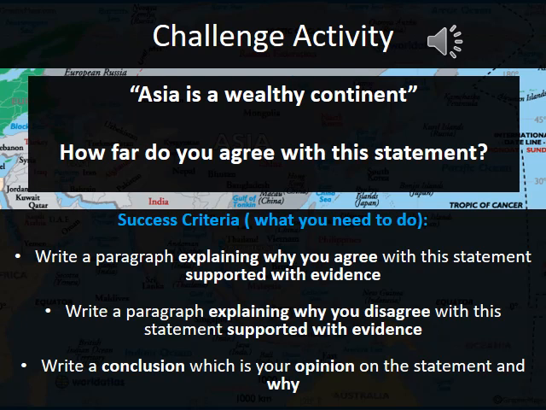So not just putting I agree with this statement. You've got to put I agree that Asia is a wealthy continent because in financial terms, in terms of culture, whatever terms you want to use, although the evidence that we've got so far is around financially wealthy. And these are the reasons why I believe that it is a wealthy continent or isn't, depending on which one you decide.